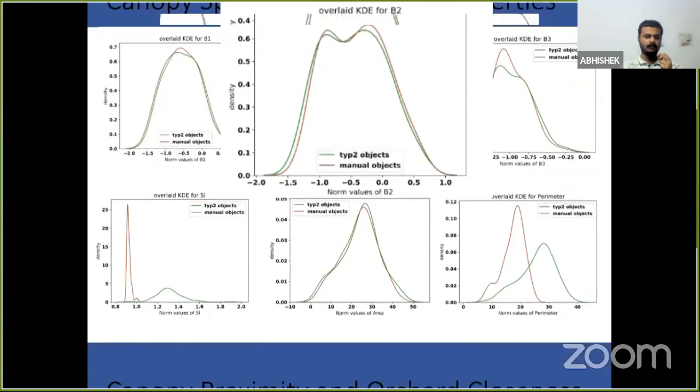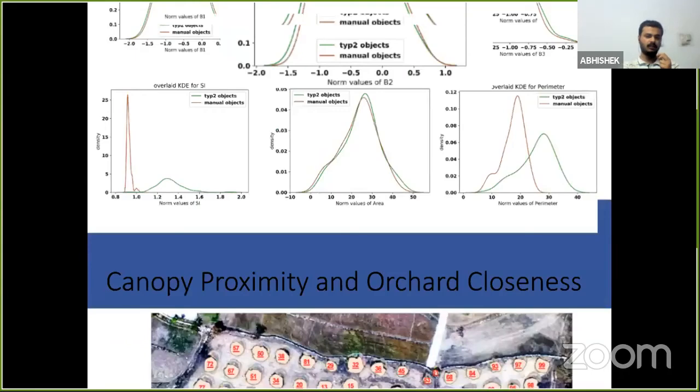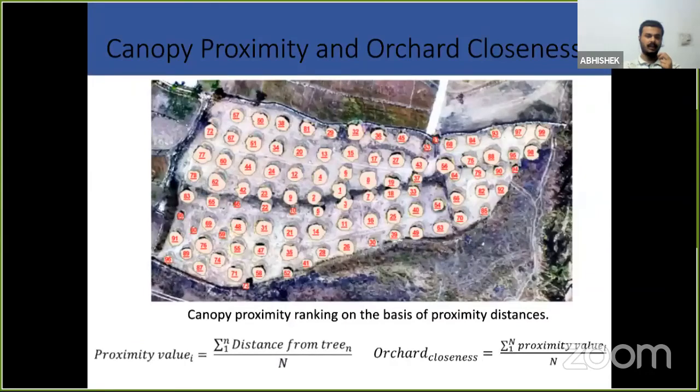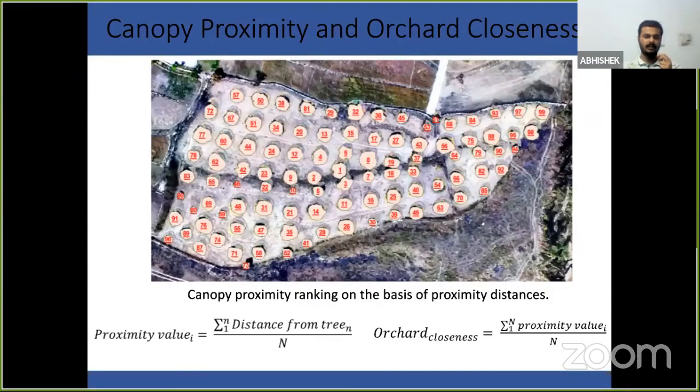Finally, the orchard property as a whole. I have used the canopy centers as a point feature to derive new properties of the tree canopies. First of all are the proximity values and the orchard closeness values. The figure above shows one being the centermost canopy, while 99 is the farthest canopy, and I have labeled the numbers as such.